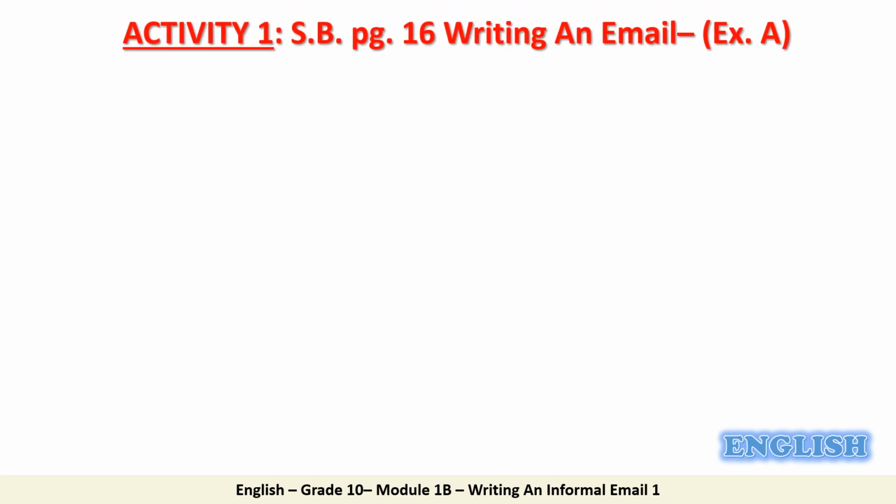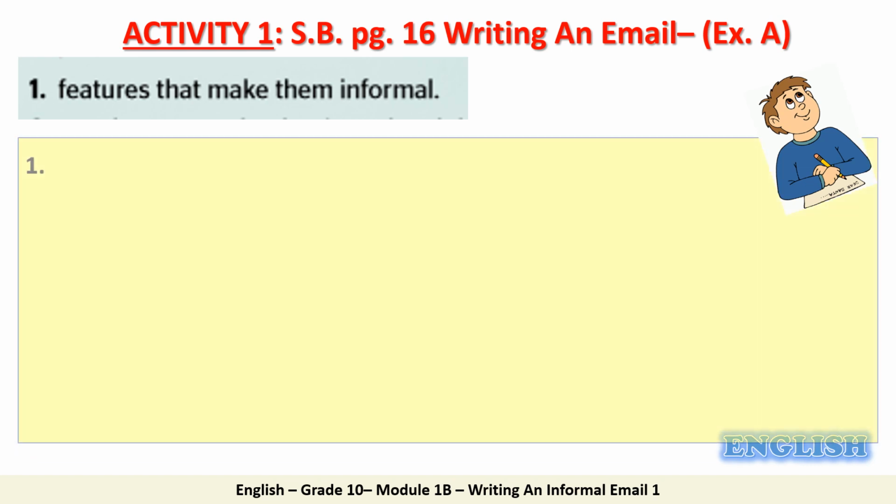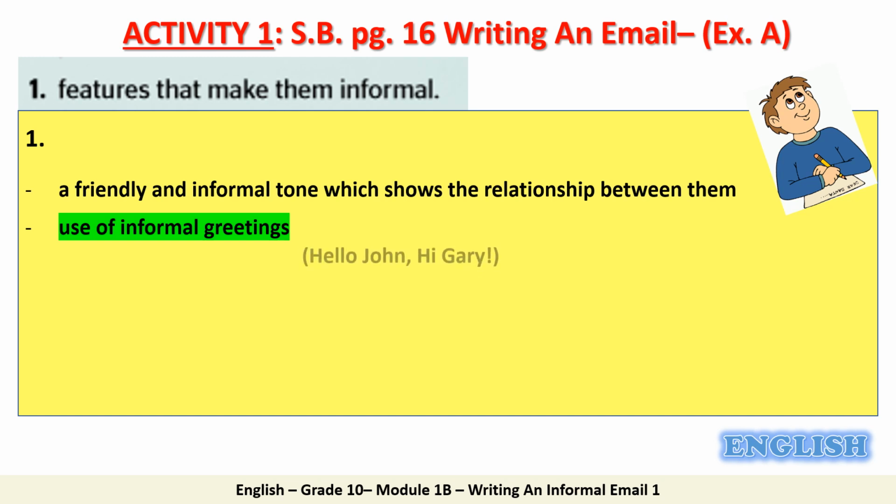Activity 1, Students Book, page 16, Exercise A. We are going to share the answers of the first part, features that make the two emails informal. 1. The friendly and informal tone which shows the relationship between John and Gary in the two emails. 2. Use of informal greetings. Will you please share your examples with me? Excellent. We had hello John and hi Gary.